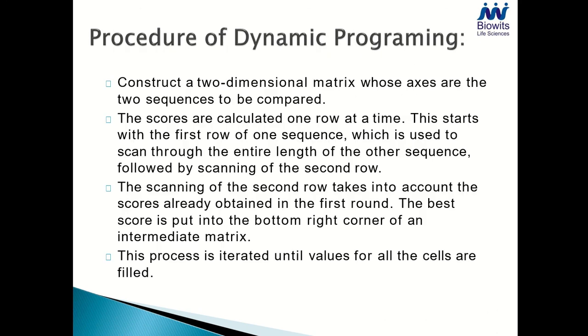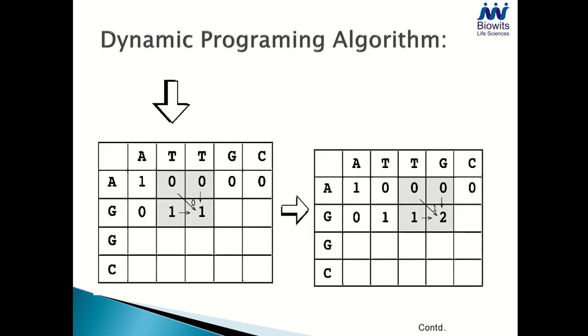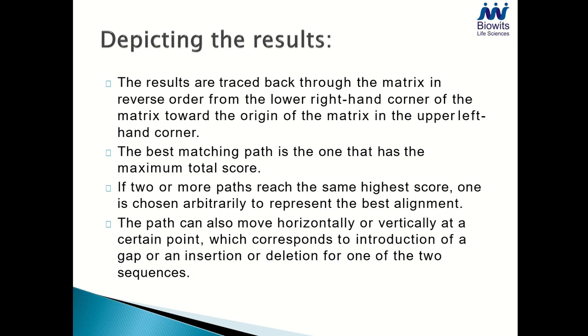Okay, again, let's go back. Sabi niya, we construct a two-dimensional matrix whose axes are the two sequences to be compared, and then the scores are calculated one row at a time. Okay? So sinasabi niya dito, using that dynamic programming, we can now calculate the score. And these scores are being placed in that particular cell of the table. Ayan, dynamic programming. Until such time, we are able to fill in all the empty boxes. Okay? Ayan, depicting the results. Okay, of course, results are very important.